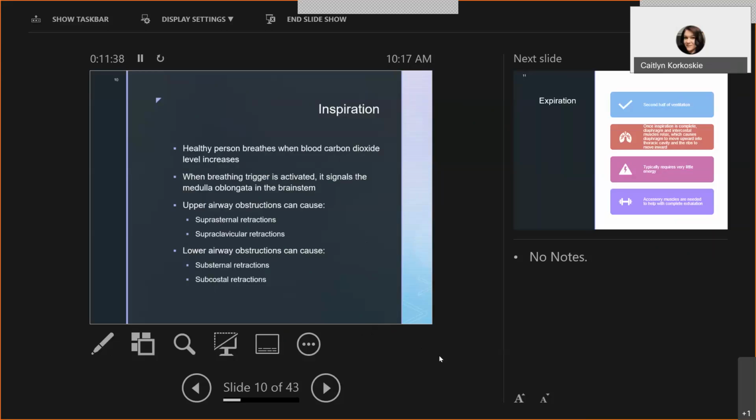Okay, so inspiration. A healthy person breathes when blood carbon dioxide levels increase. Sometimes, if you are breathing heavier during certain activities, your body is trying to get rid of that carbon dioxide waste. Your blood is pumping through your body and taking oxygen from the red blood cells, and the more active you are, the more certain areas need that oxygen. That's why your heart starts beating faster, and then you start breathing heavier because your body needs more oxygen in those areas.